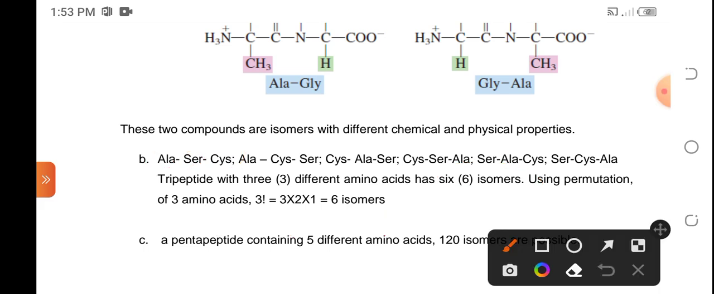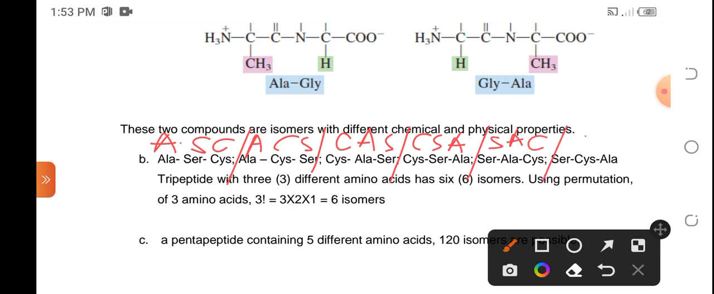So, paano yung arrangement? Of course, ito yon. So, you have here A, S, C. Pwede rin daw na A, C, S. Ayan yung pangalawa. Yung pangatlo, C, A, S. Ito naman yung C, S, A. Yan yung pang-apat. Then yung pang-5, S, A, C, and S, C, A. So, wala nang ibang combination. At dahil dito, na-satisfy natin kung paano yung computation nung pag-count kung ilan ang possible isomers.